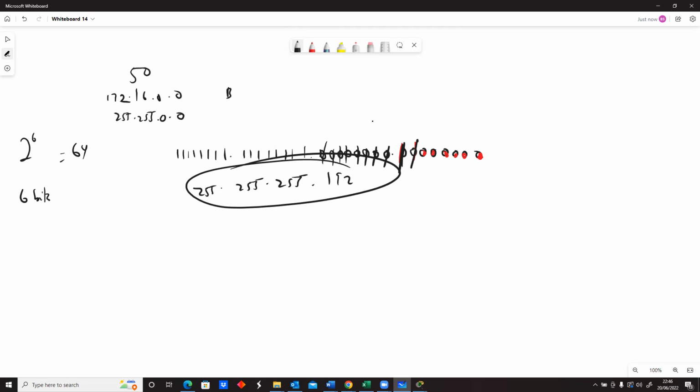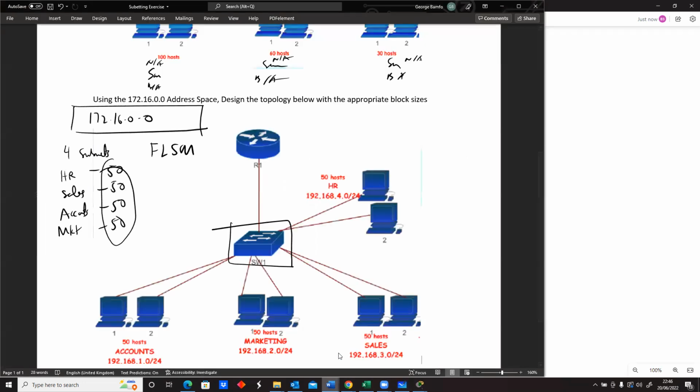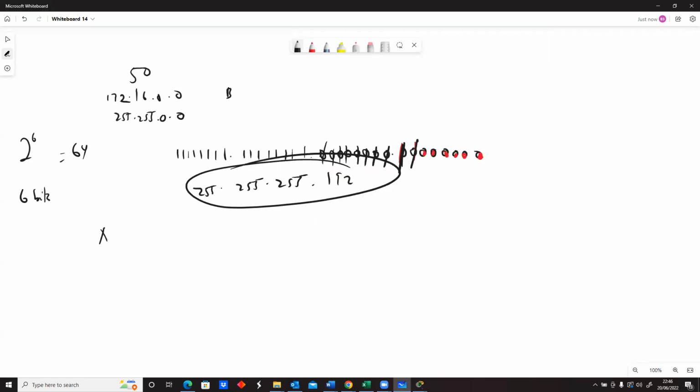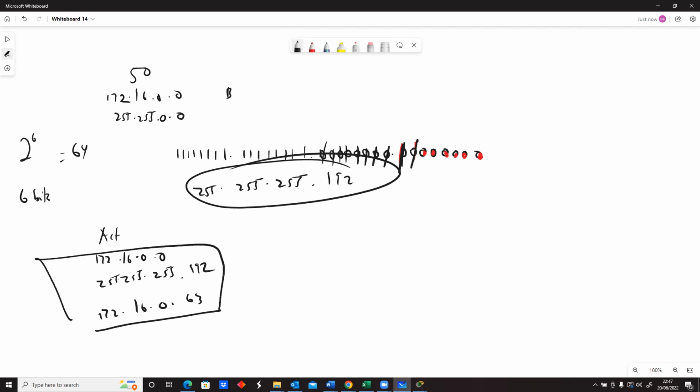Now, I'm not going to do the internal calculations, but for the first network, assuming our first network is HR or accounts, let's assume the first network is accounts. It means that the first network will be 172.16.0.0. The subnet mask is 255.255.255.192. If you go by the way we've been calculating it, our broadcast address will be 172.16.0.63. And so this is our first network.